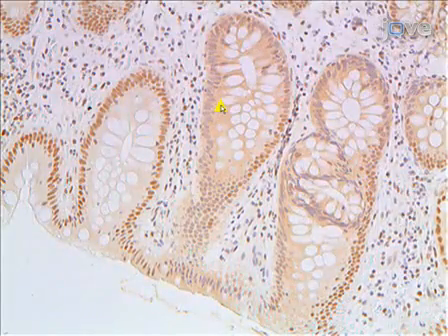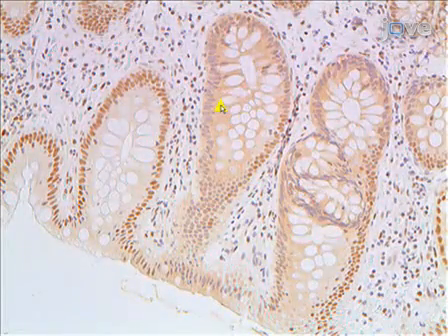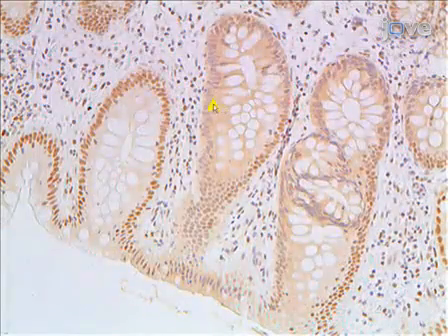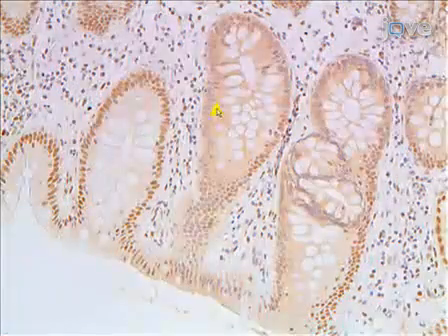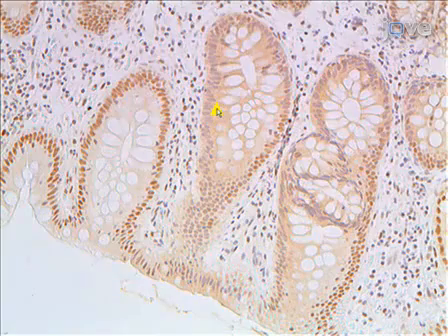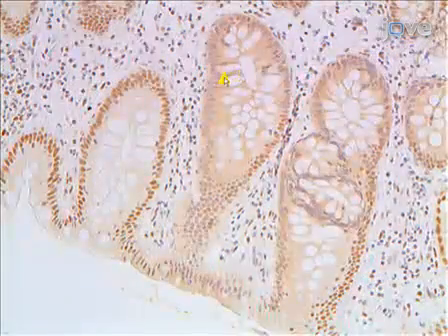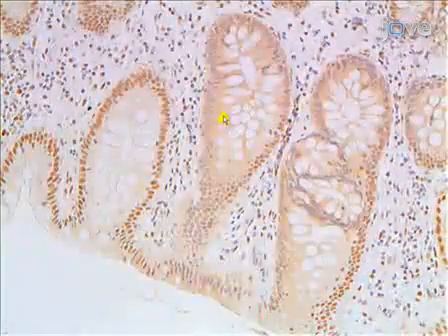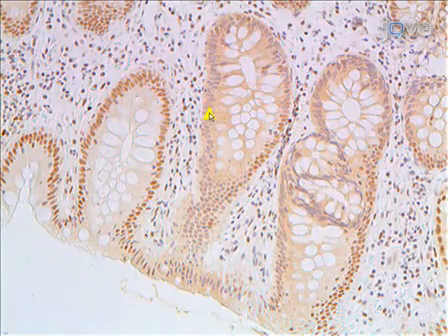Looking with the 20x objective lens, we can see the lower ERCC1 expressing crypt next to a higher ERCC1 expressing crypt. Notice how the ERCC1 protein is more heavily expressed in the cytoplasm of the deficient crypt, indicating that the ERCC1 is produced but unable to get into the nuclei.